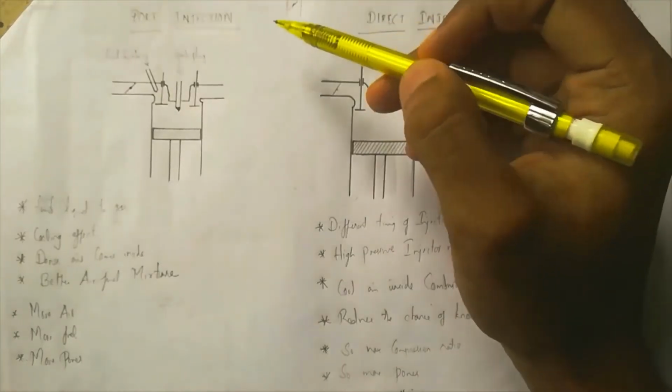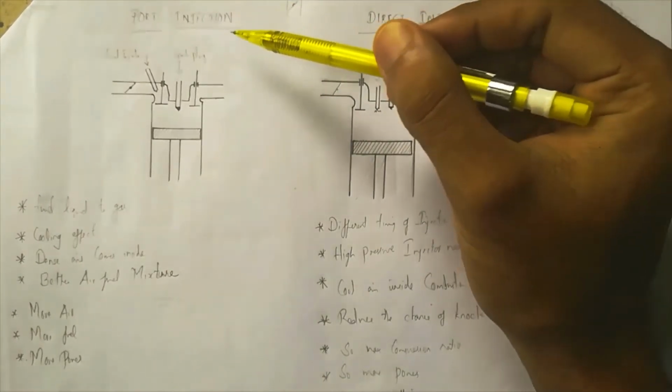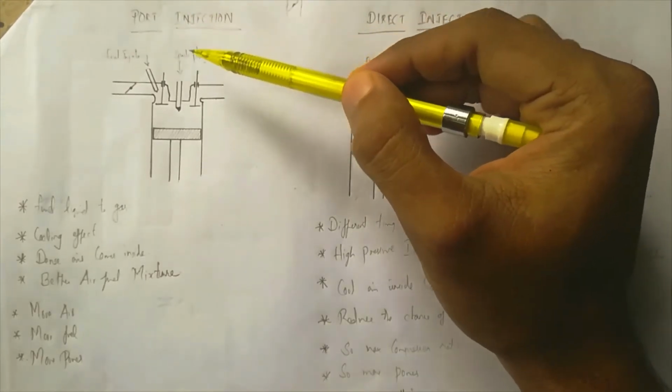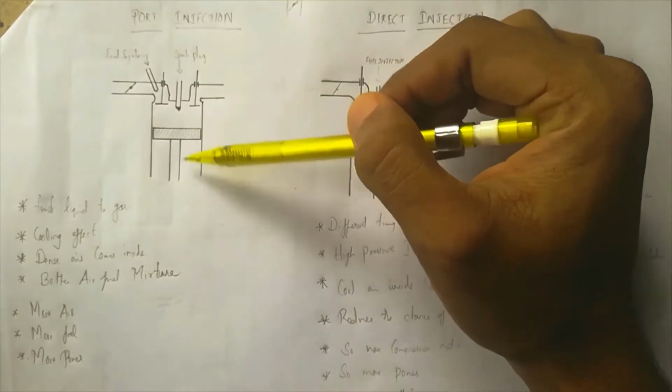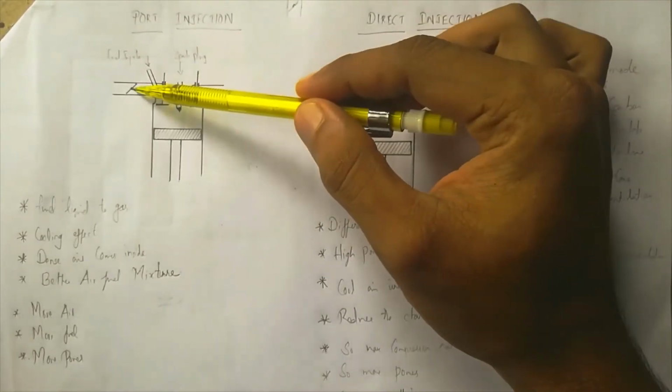So in this injection method, we have port injection and direct injection. The first one is port injection. As the name suggests, it is the injection of fuel into the port. You can see in this figure the piston, cylinder, fuel injector, and spark plug. This is the throttle valve.